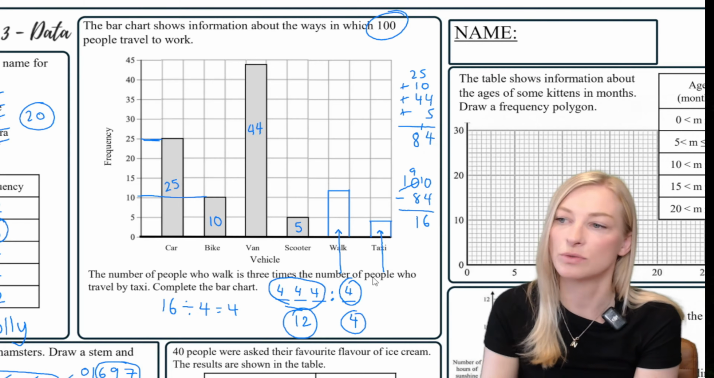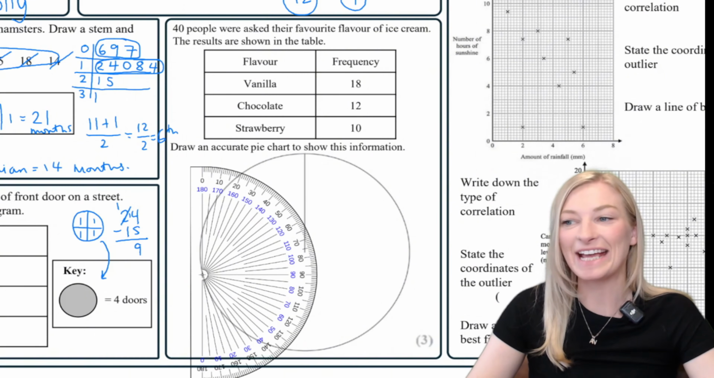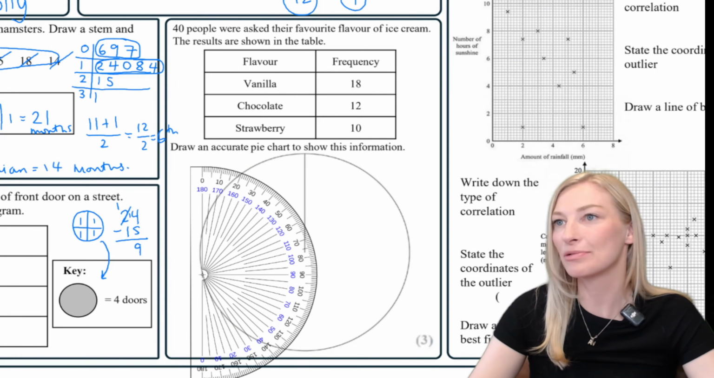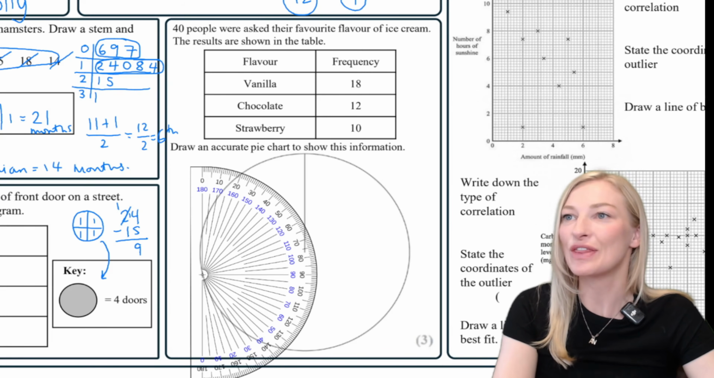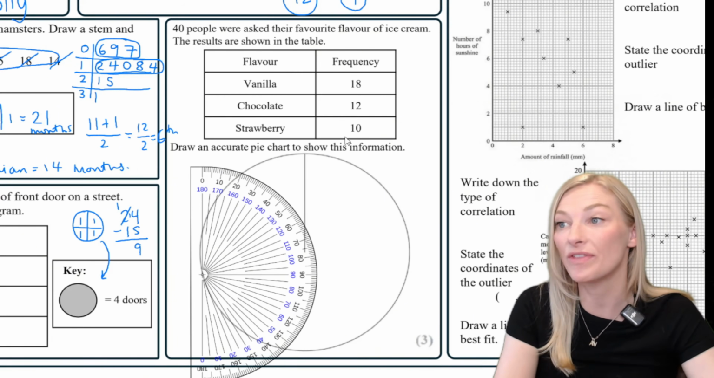There we go. Those were your bars for walk. That one was 12, and that was your bar for taxi, which was 4. Next we have a pie chart, and I have my protractor here ready. So the first thing we want to do on a pie chart is to add up the total. I need to know what this is out of.